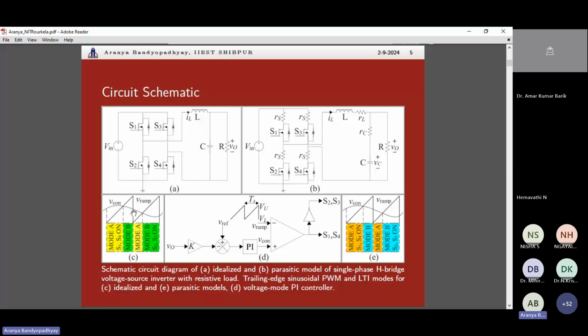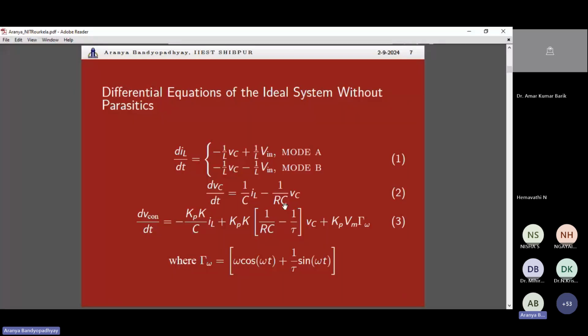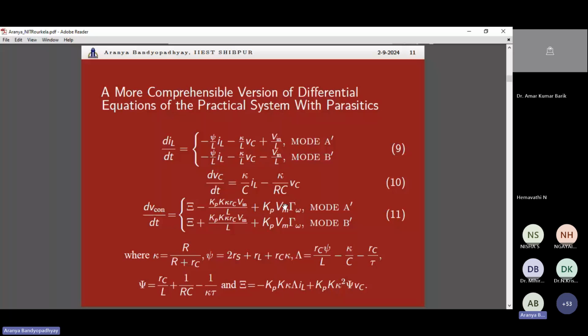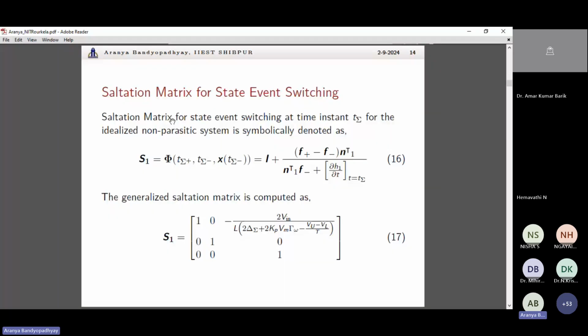But let me tell you, this is a state event, as I had said. There will be a haltation matrix corresponding to this state event switching. And then at this point, there will also be a time event switching, and there will be a haltation matrix for this time event switching also. So now let us take a look at the state transition matrices for the two switching events. And this is how the haltation matrix for the state event switching will look.